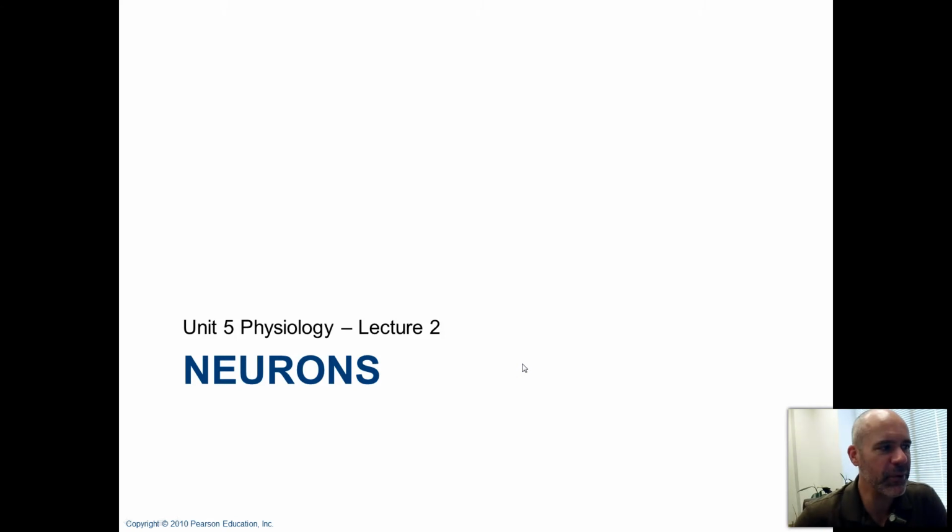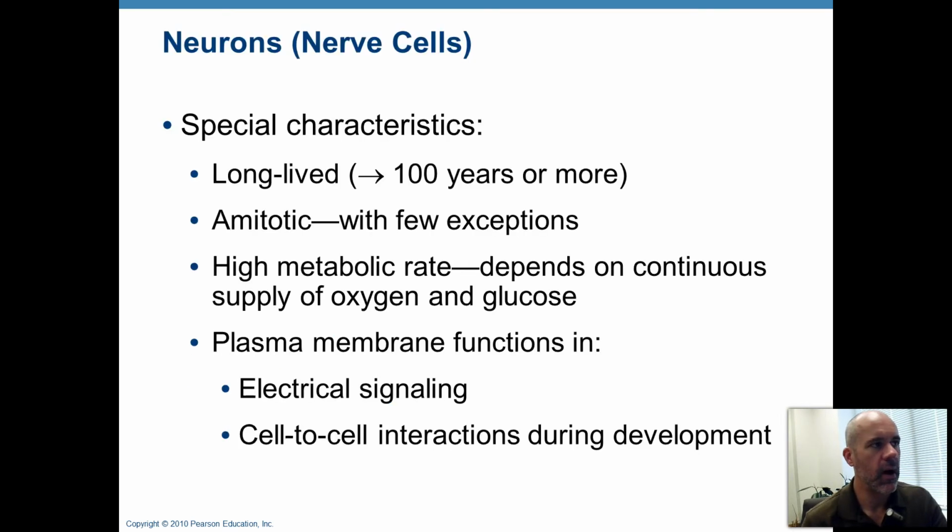Okay, next lecture for Unit 5. We're going to talk about some different types of neurons. All right, so we've already covered some information about neurons before, since we talked extensively about motor neurons during Unit 4. So some of these things you've heard before.